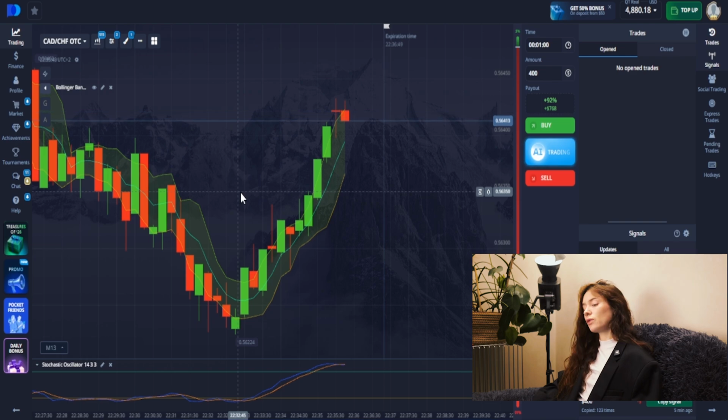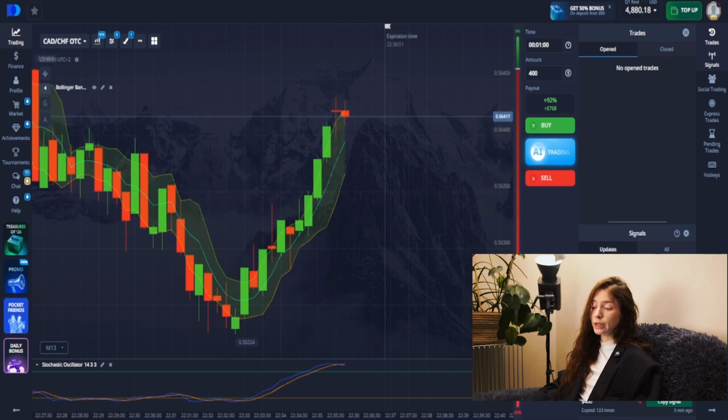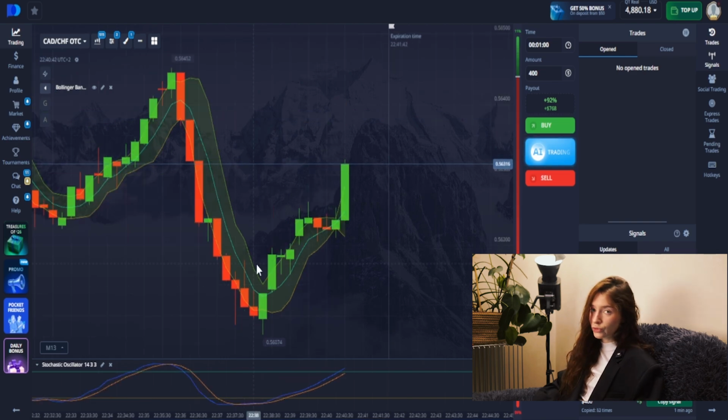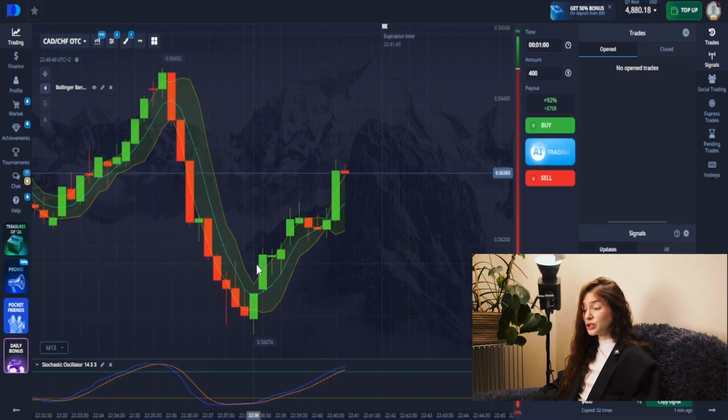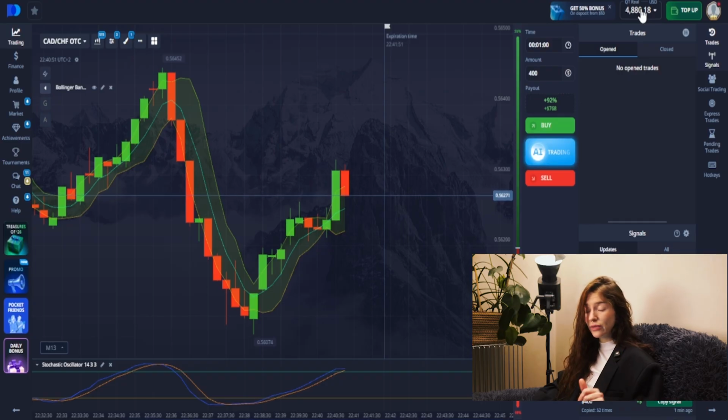I showed how this strategy works and explained the indicators. Now we will withdraw the profit. You can see that in a short time we traded very well and earned $1,000.